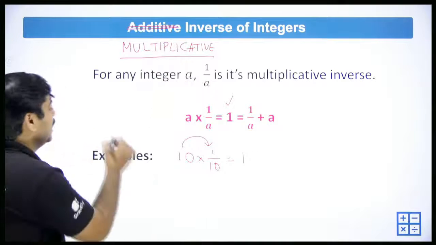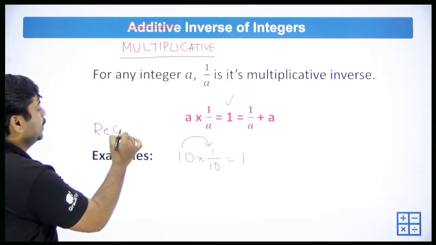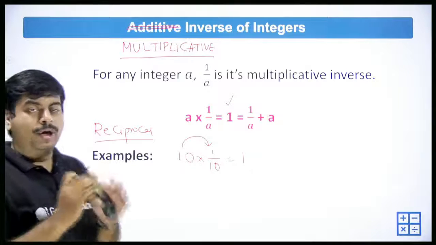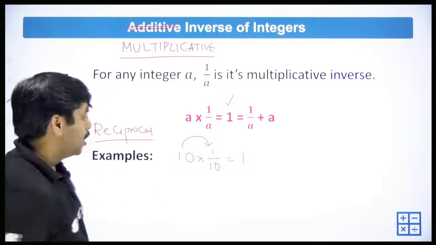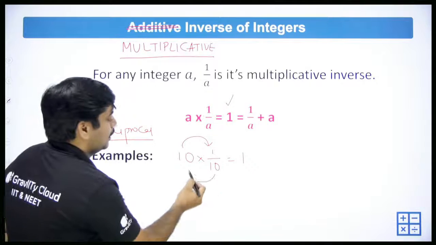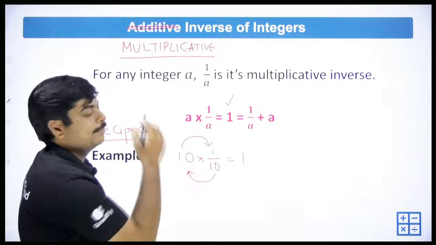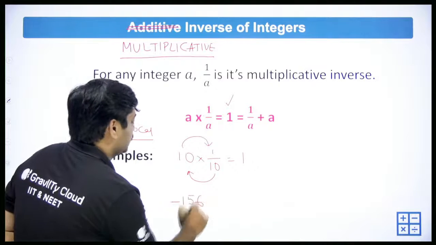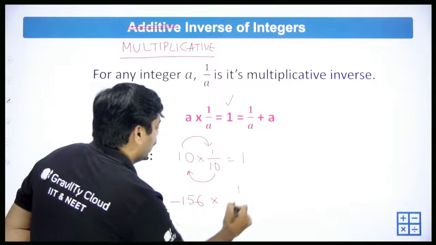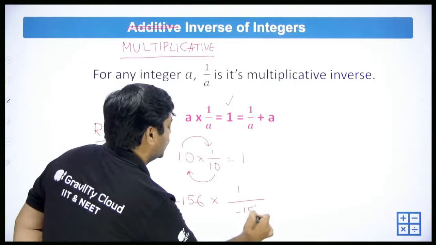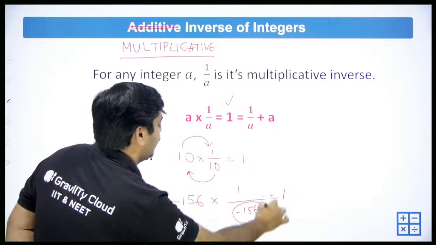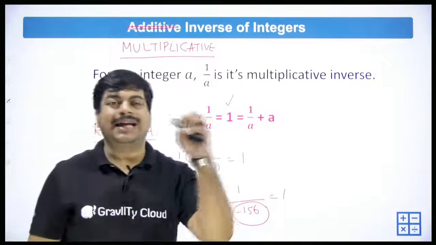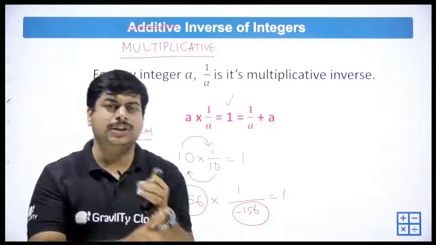Or you can also say reciprocal. The same thing is also called reciprocal. Whatever it is, the product should be 1. For the number 1 by 10, 10 is the reciprocal, or 10 is the multiplicative inverse. Minus 56 into minus 1 by 56 will give you 1. For a number A, it is 1 by A. A can be positive or negative.